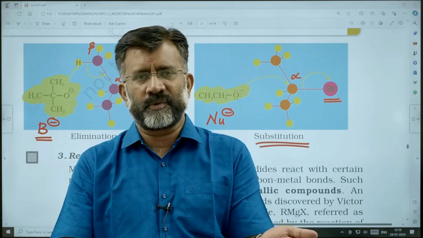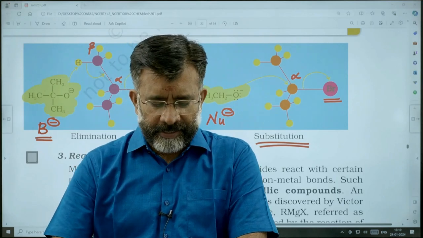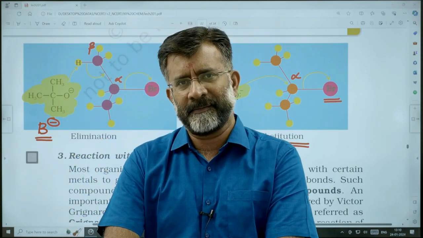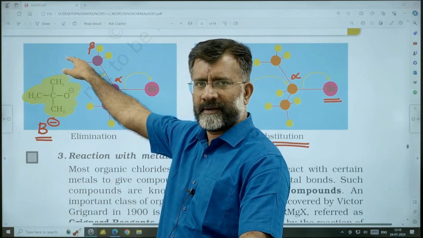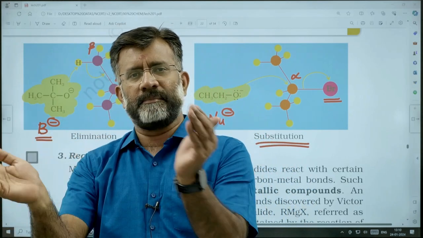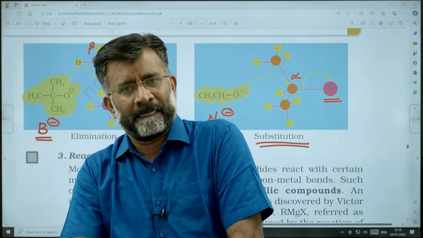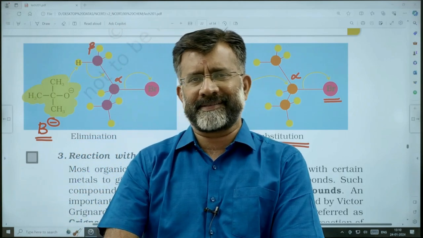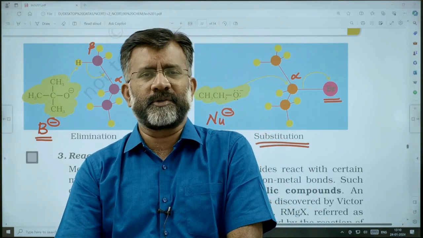In fact, a base and a nucleophile are identical species, of identical character. When it is attacking the alpha carbon, the base is referred to as a nucleophile and that is a substitution reaction. When it is capturing a beta hydrogen, it is an elimination reaction and it is not called a nucleophile. It will be acting as a base. And that is the point of difference between substitution and elimination. Mainly, tertiary halides are highly prone to elimination reaction rather than substitution reaction.